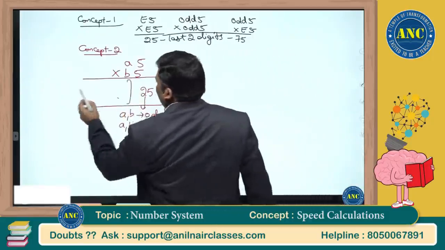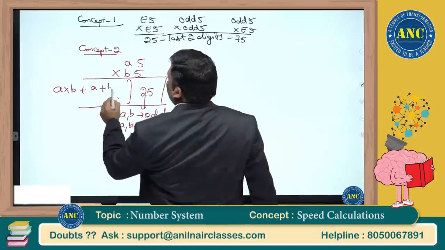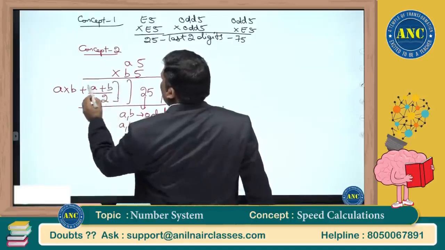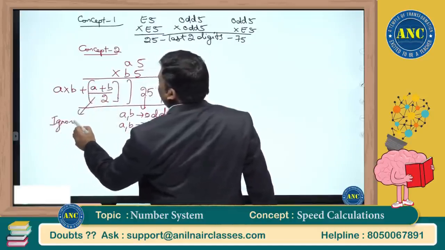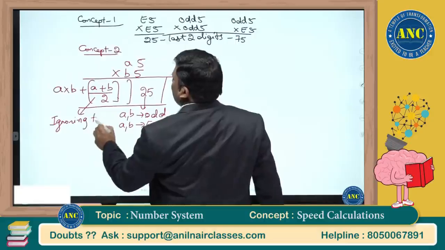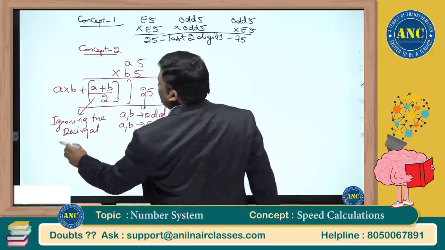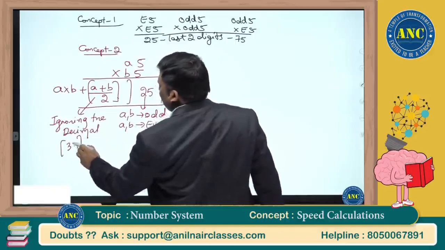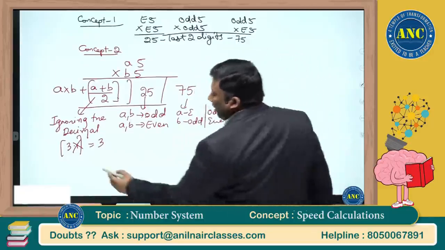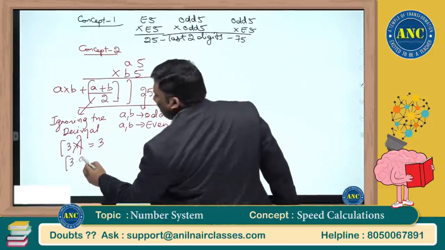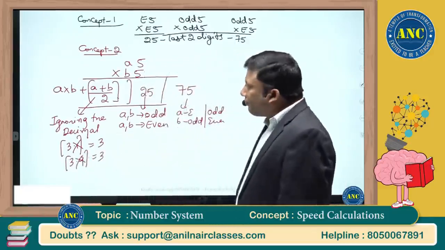So the number before is given by the logic: A into B plus (A plus B) by 2. Whenever you get any decimals, please ignore the decimals. I will also tell a proof. Suppose you got 3.1. Just ignore everything after the dot and write down 3. Even 3.9 is nothing but 3.